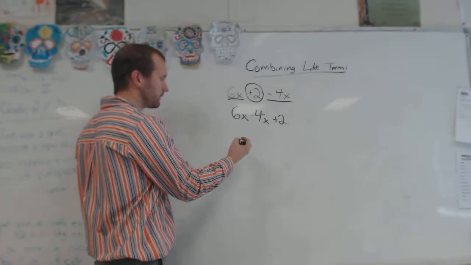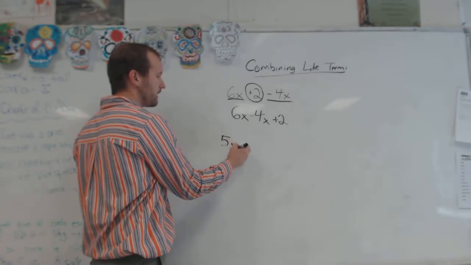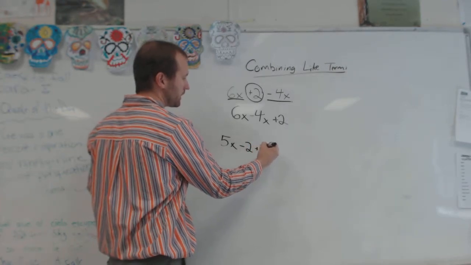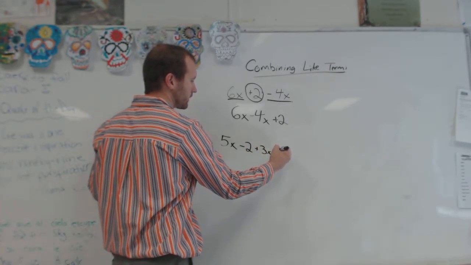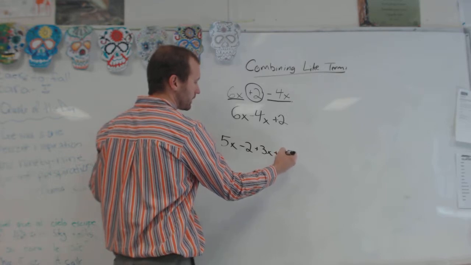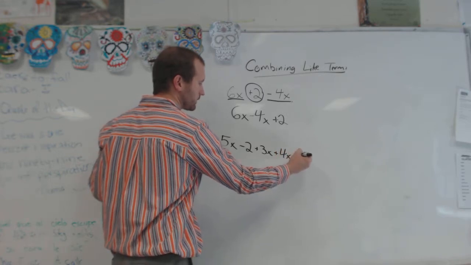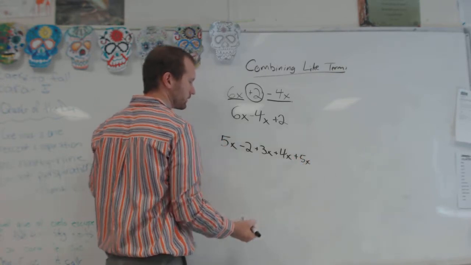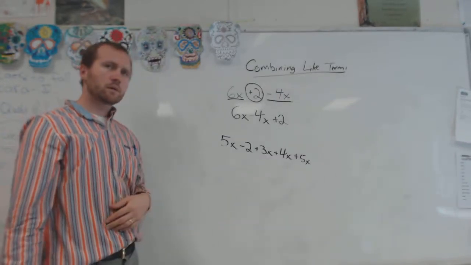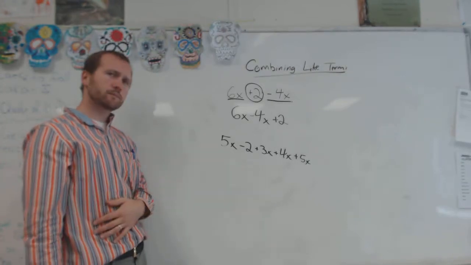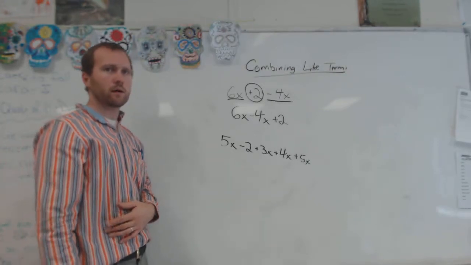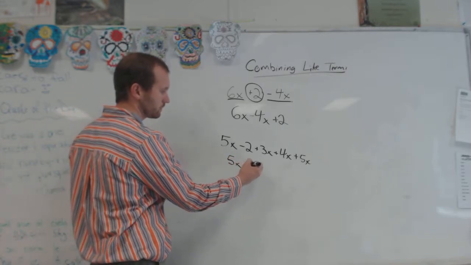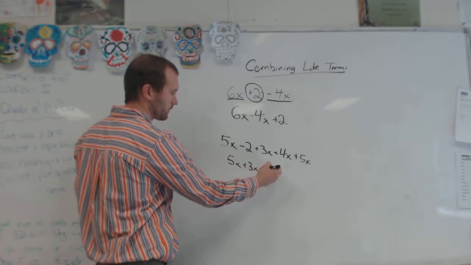No. So what if I had this? 5x minus 2 plus 3x plus 4x plus 5x. Which terms do I want to get together? The 5x, the 3x, the 4x, and the 5x. All of those, right? And can I circle the minus 2 just in case? That way I don't get mixed up.